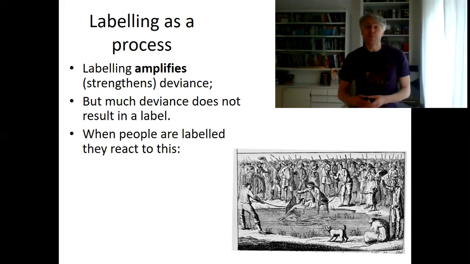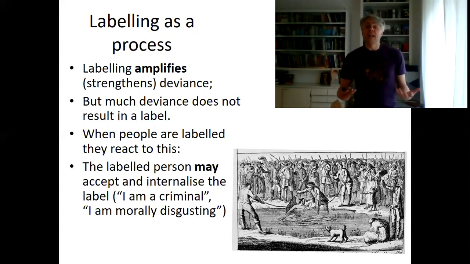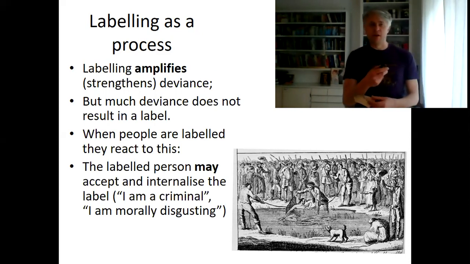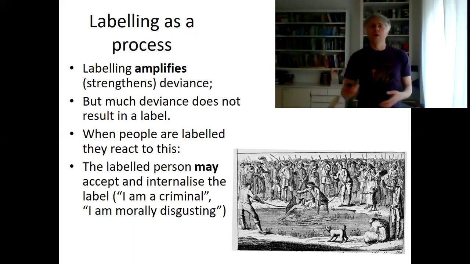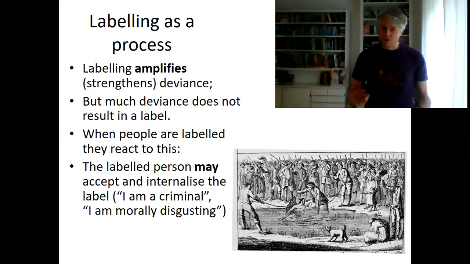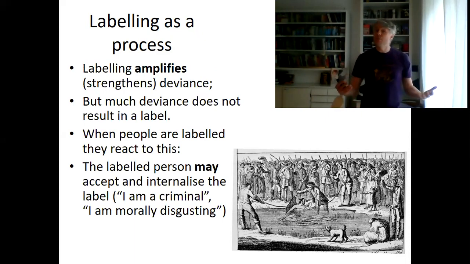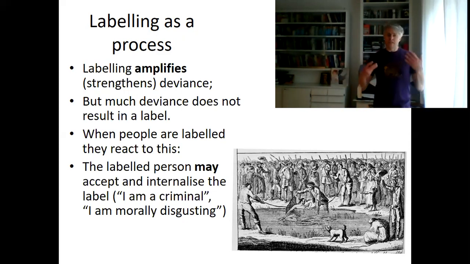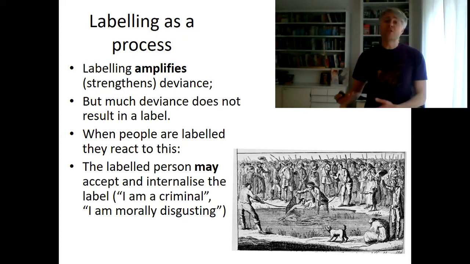When people are labelled, they react to this. The labelled person may accept and internalise the label, so I might celebrate the fact that I'm a little bit of a foreigner, whether that's good or bad. In the examples of criminology and deviance, the youth that's been offending thinks to himself or herself, I am a criminal, or I am morally disgusting, or whatever it may be. I am different. I am somebody who doesn't belong. So the labelled person may accept that. The labelled person may try to fight it.